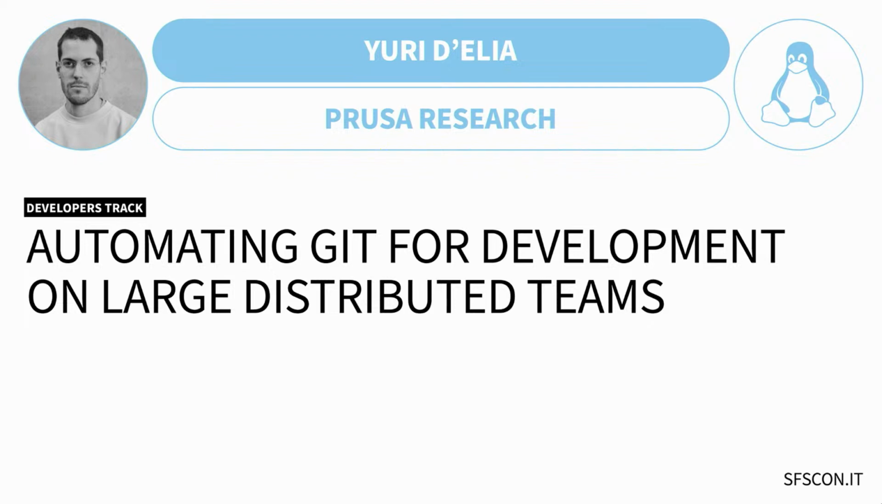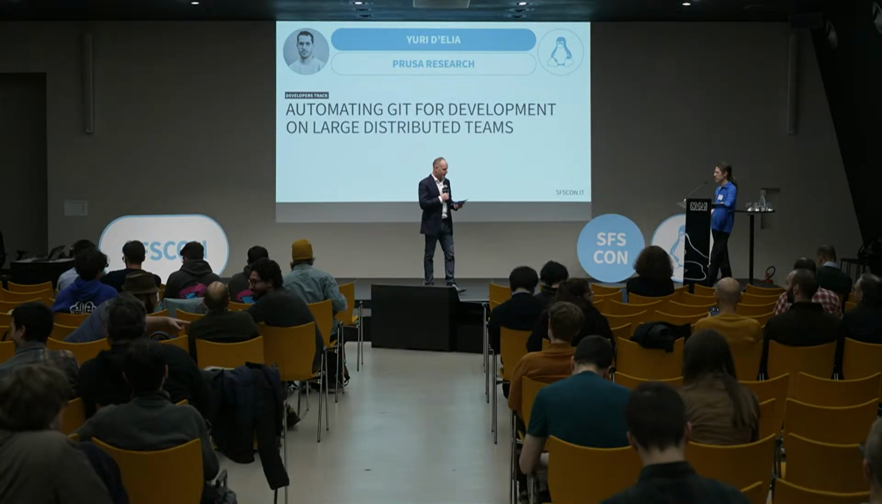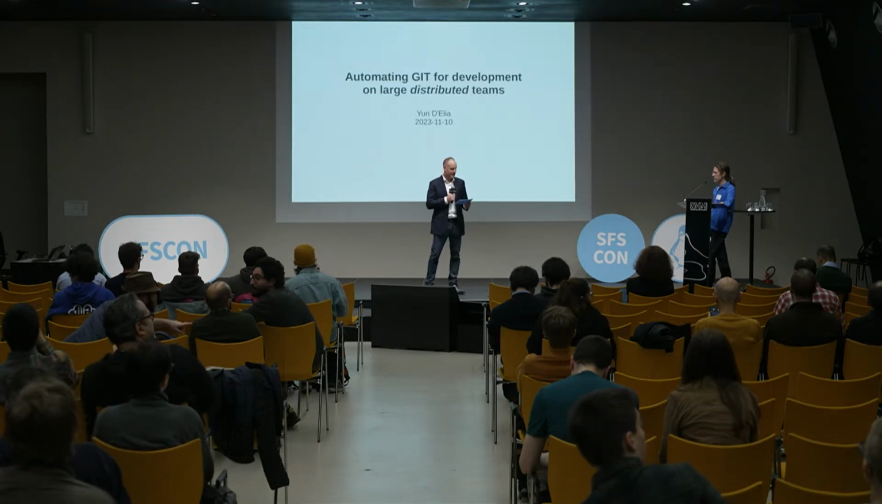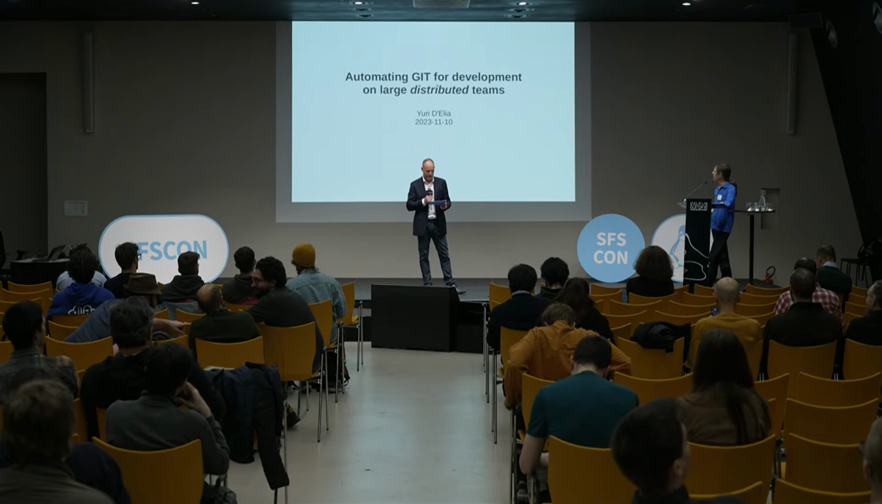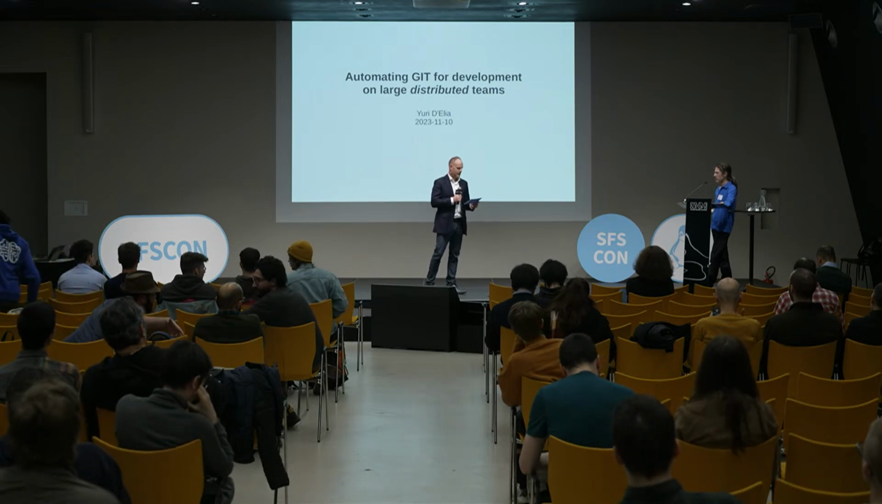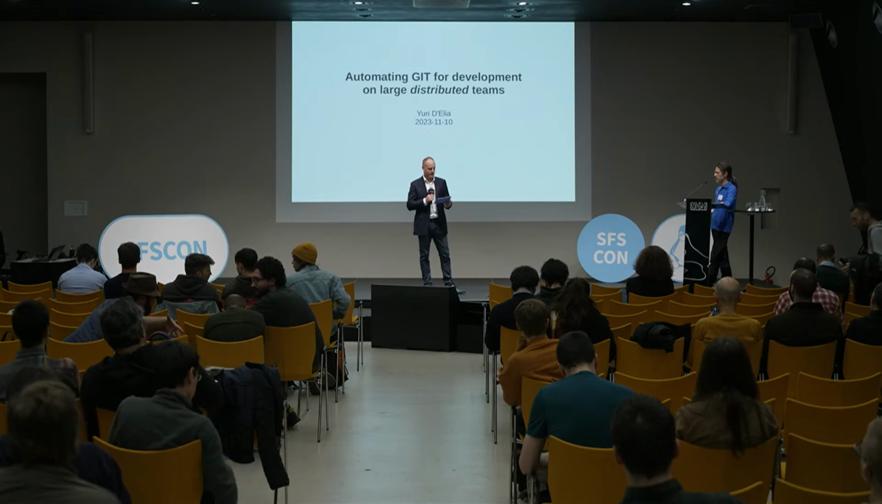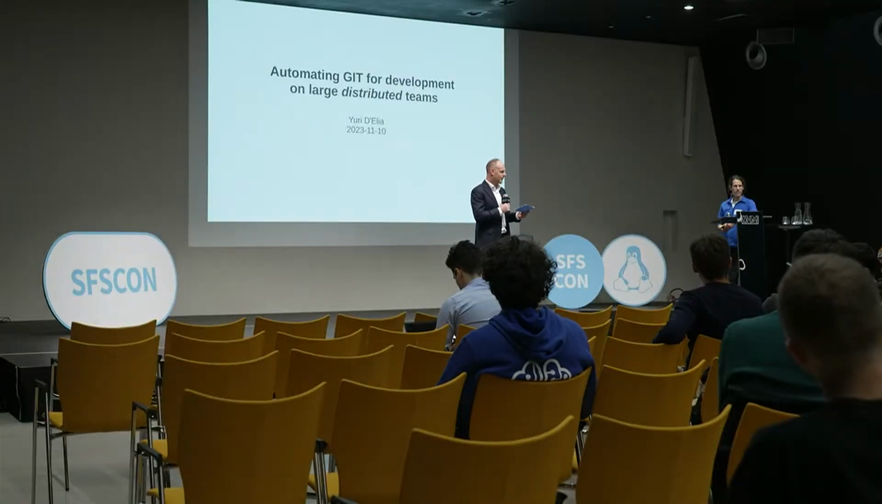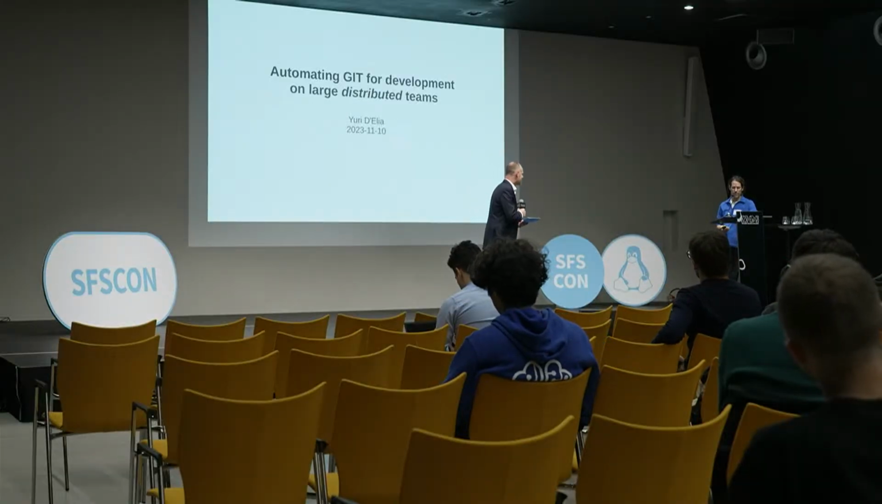All right, welcome back. So our next speaker will take us on a tour on aggressive use of Git branching with automation for distributed cooperation. This is necessary because in large open source projects, contributors often have to wait for their submission being accepted, and this is, I guess, pretty annoying. So welcome Yuri Delia from Prusa Research and his talk about automating Git for development on large distributed teams. Welcome.